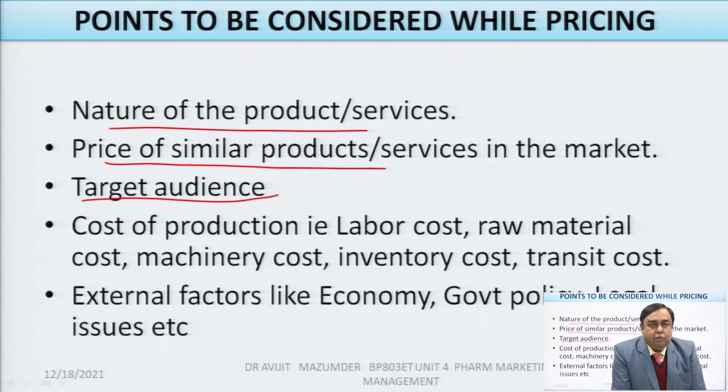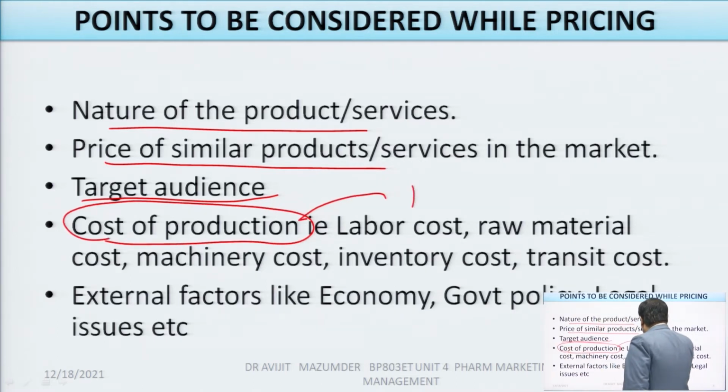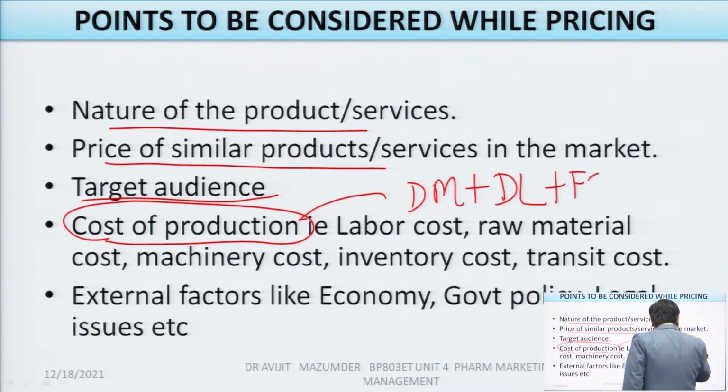The other costs include the inventory cost and the cost of transporting it from the point of production to the point of purchase. So, in turn, all this cost of production, we should write as direct material plus direct labor plus factory overhead.